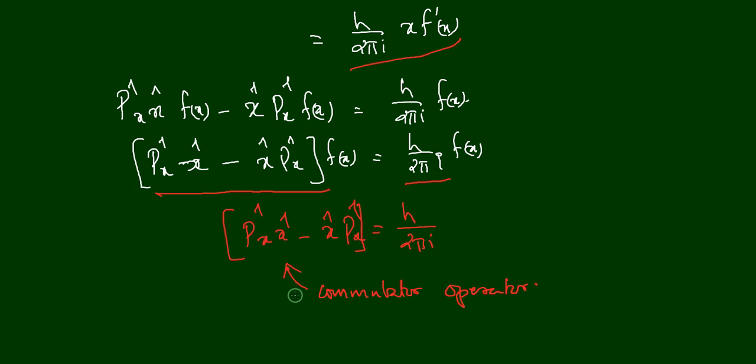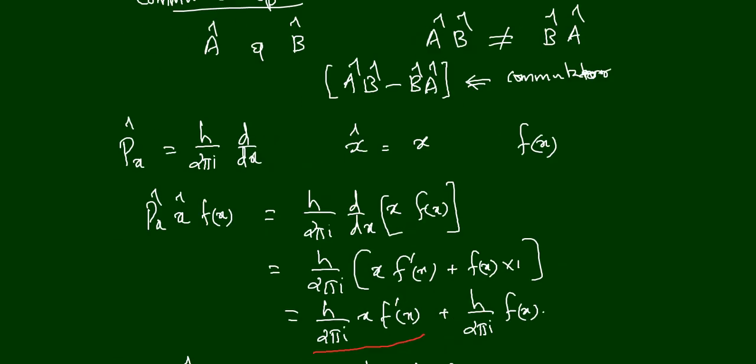Here, the position operator and the momentum operator have a commutator operator. It means that the position and the momentum cannot be determined simultaneously and precisely. That is the quantum mechanical implication or quantum mechanical significance of studying this operator property. Okay, I hope you understood the commutative property of the operators.